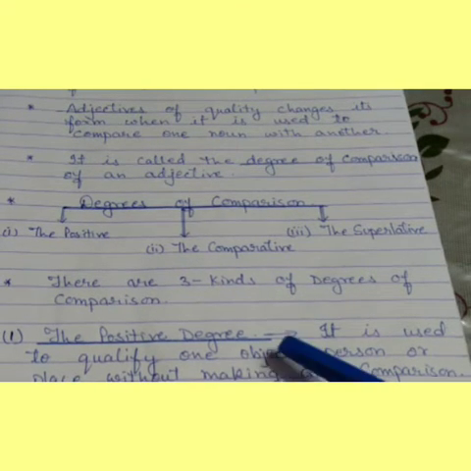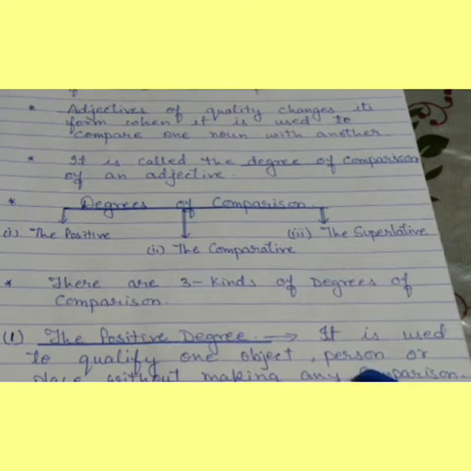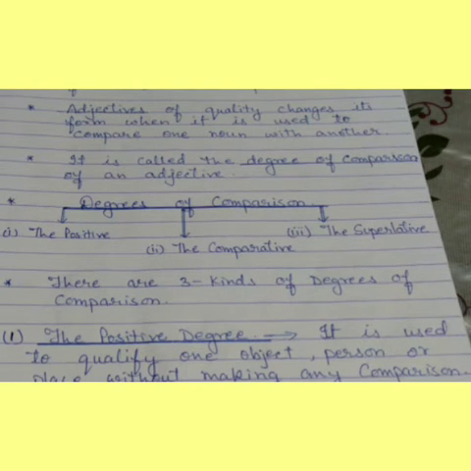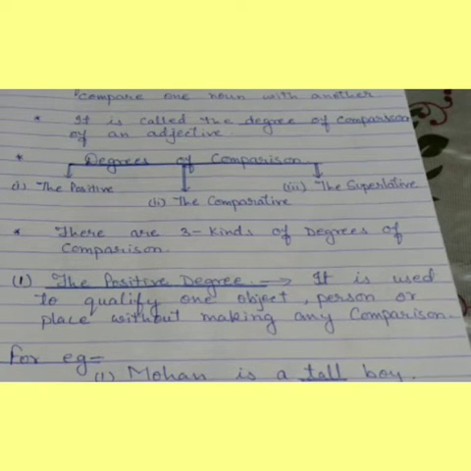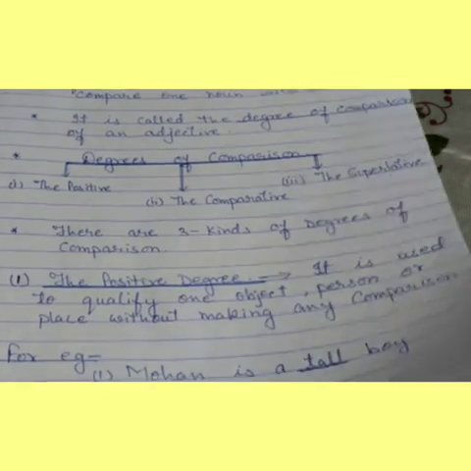See here, number one is positive degree. It is used to qualify one object, person, or place without making any comparison, meaning only one object is qualified. For example, I have written here: Mohan is a tall boy. Here, tall is qualifying Mohan. The quality of Mohan is that he is a tall boy. Now come to the next.